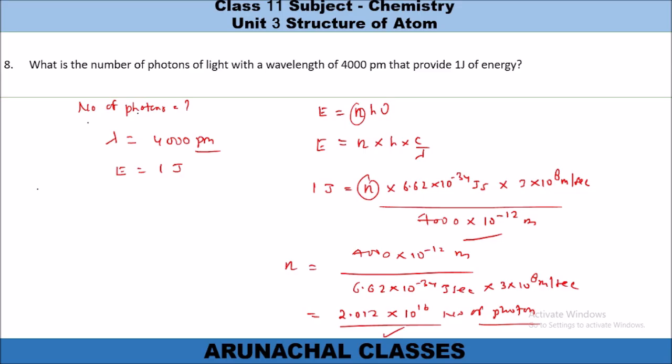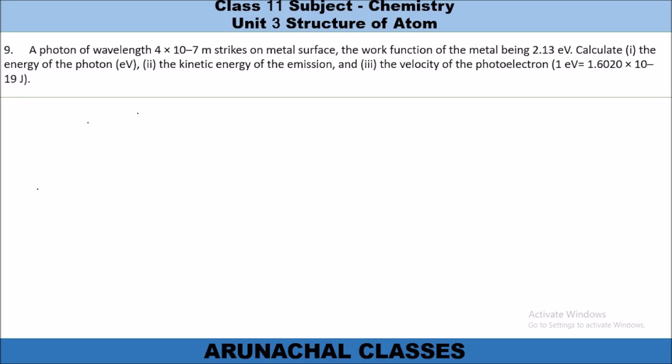Now we have reached question number 9. In question number 9 it is given that a photon, a packet of energy, having wavelength 4 into 10 power minus 7 meter, strikes a metal surface, the work function of the metal being 2.13 electron volt. So here the work function, let it be E naught, is 2.13 electron volt.